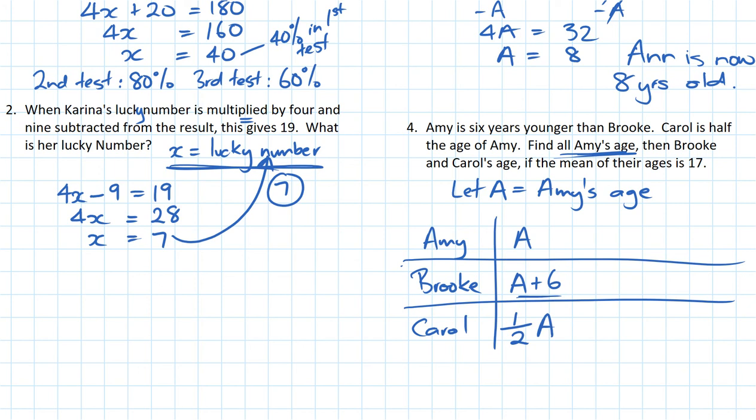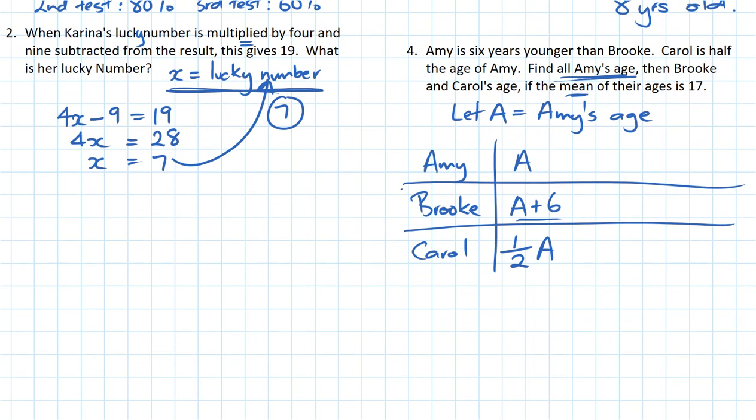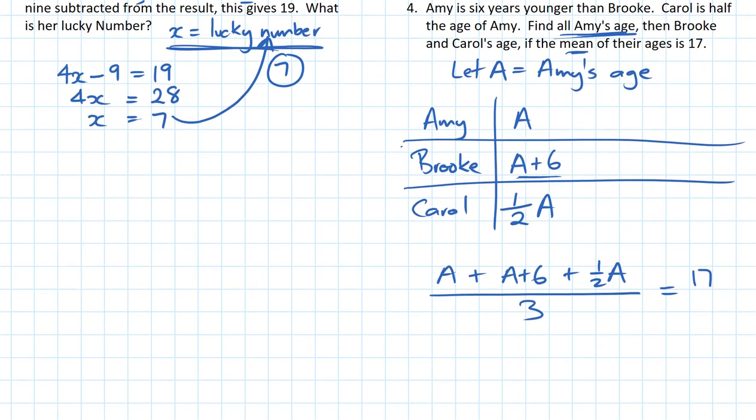Then it says that the mean of their ages is 17. So the mean, you add up all the values and you divide by the number of values. We've got 3 girls, so we're going to divide by 3, which means we add all their ages together. So we add those 3 expressions: A plus Brooke's age plus Carol's age, divide that by 3 to get our mean, and the mean is 17. So this is our equation that we're going to solve.